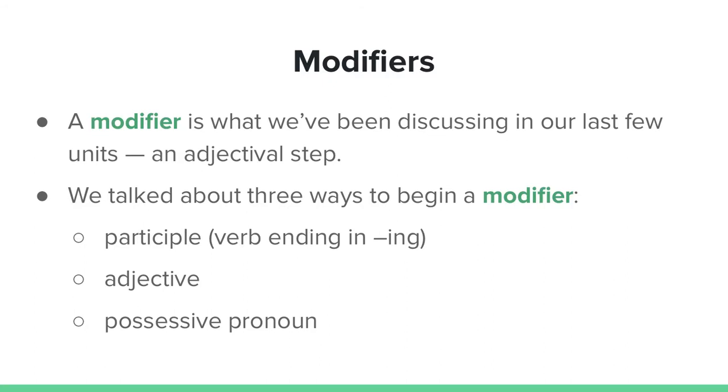As a reminder, a modifier is what we've been discussing in our last few units. It's an adjectival step. We've talked about three ways to begin a modifier. You can start it with a participle, you can start it with an adjective, or you can start it with a possessive pronoun.